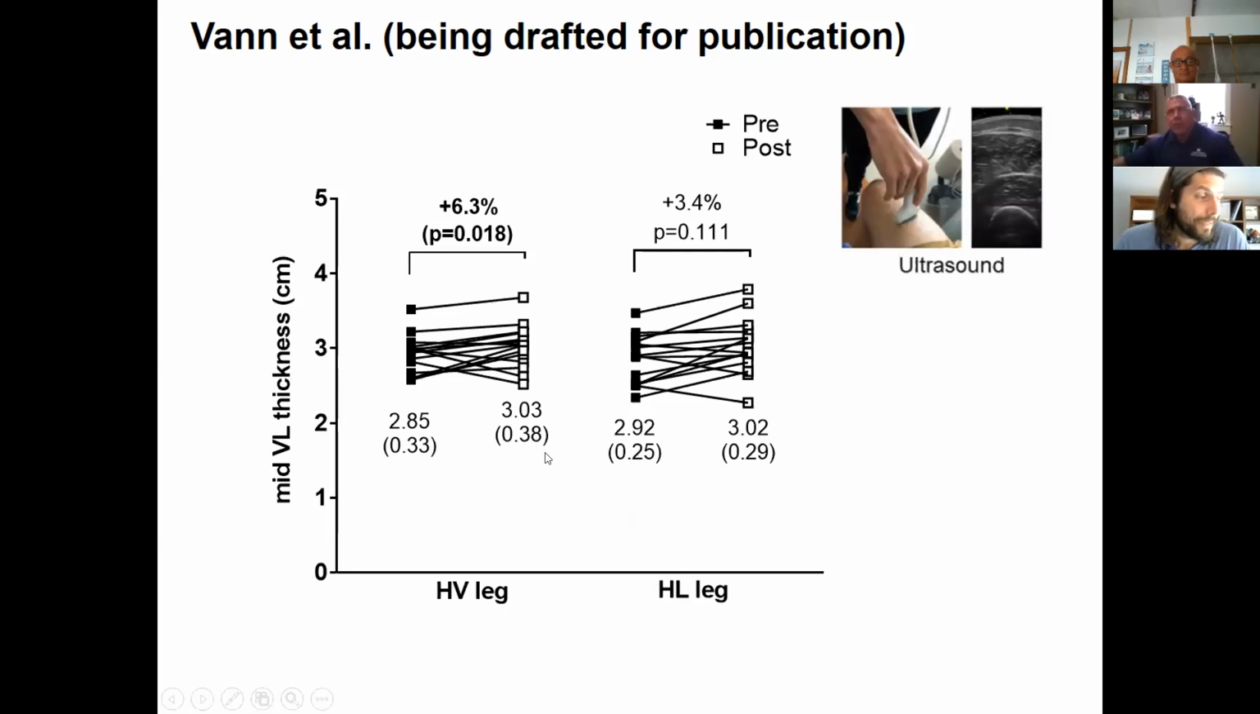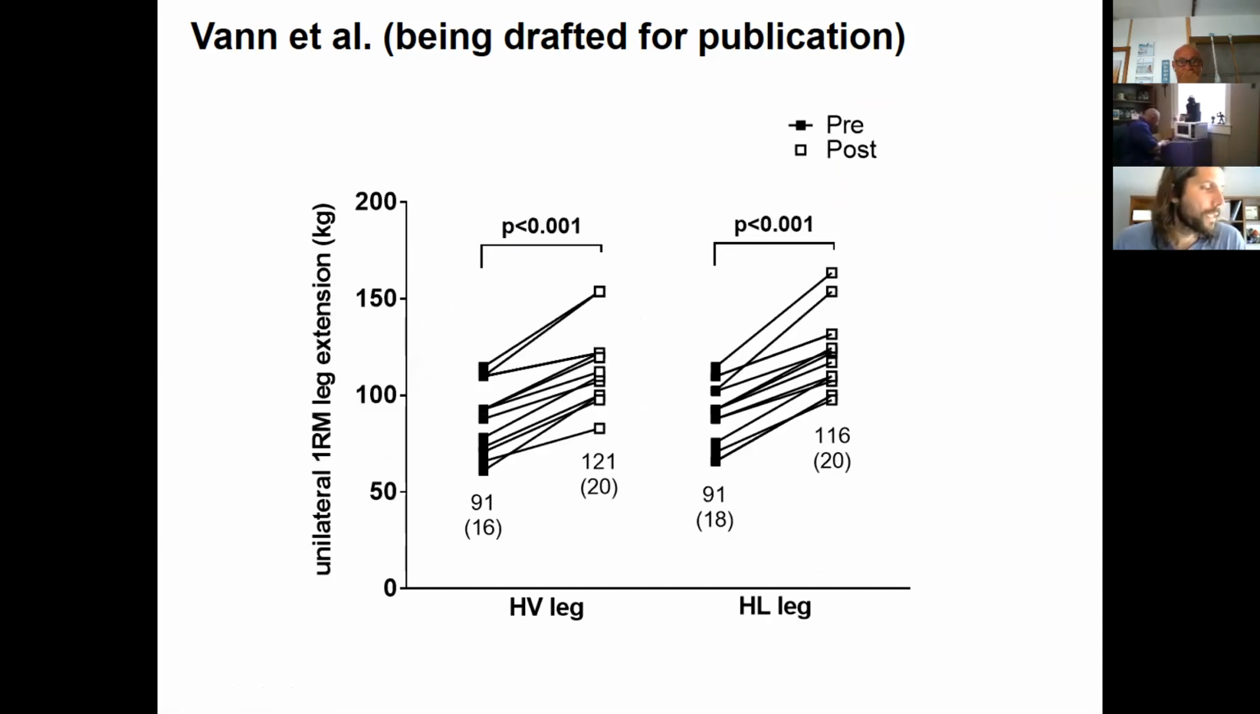It seemed like the higher volume leg facilitated a little bit more of an increase in vastus lateralis muscle thickness. Now each one of these squares and lines is an individual participant. I'm just summarizing the percent change from pre to post here. You can see that there was a 6% change in the high volume leg, which was significant. There was a numerical increase, but that was not significant in the high load leg. So far, high volume training, at least according to the ultrasound, facilitated more of an increase in hypertrophy.